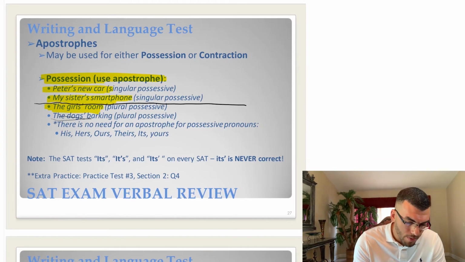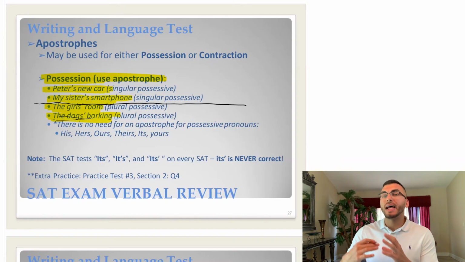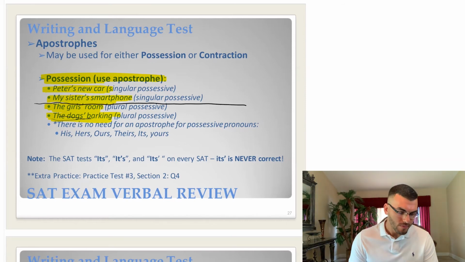The dogs' barking. Who was barking? Who was doing the barking? Who did the barking belong to? The dogs. So there's the possession. And then you have multiple dogs, so it's S apostrophe. The apostrophe goes after the S.